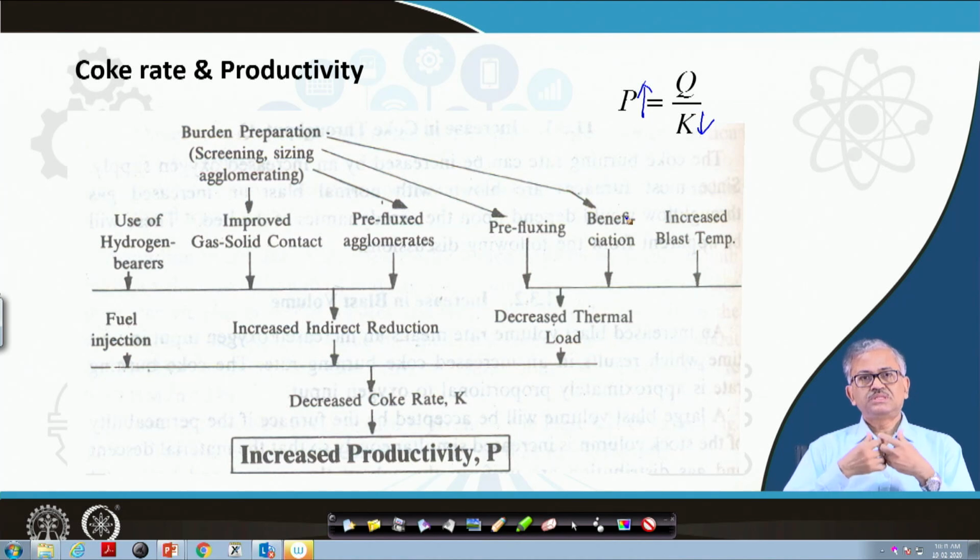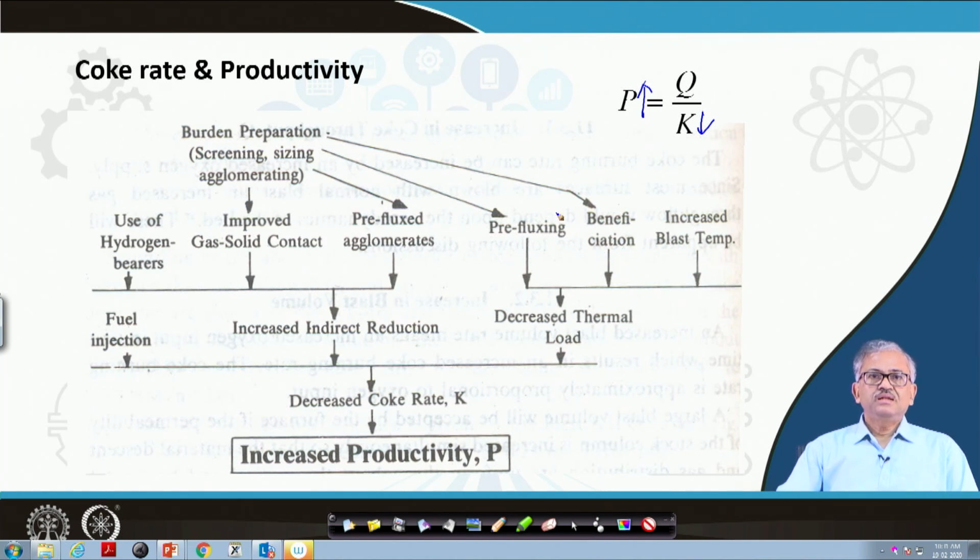When you do the beneficiation, you can decrease the gangue constituents in the ore, right? As a result, the slag volume produced in the blast furnace will be less, and if your slag volume is less, it will obviously decrease the thermal load of the blast furnace, because slag contains a lot of sensible heat and that goes away along with the slag. So it takes a lot of heat from the blast furnace. So if your gangue is less, slag volume is less, obviously you can decrease the thermal load of the blast furnace. That is the second point.